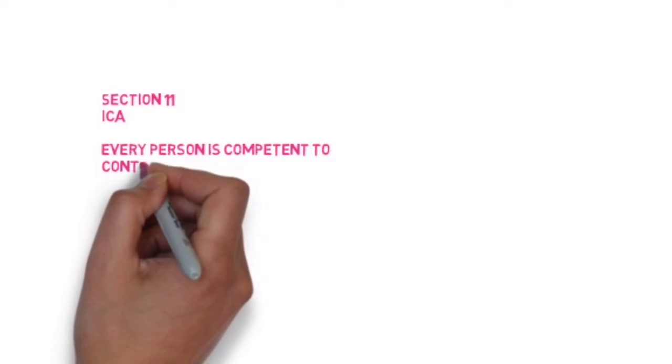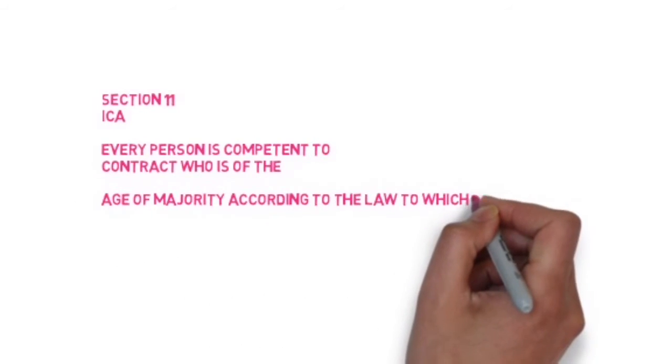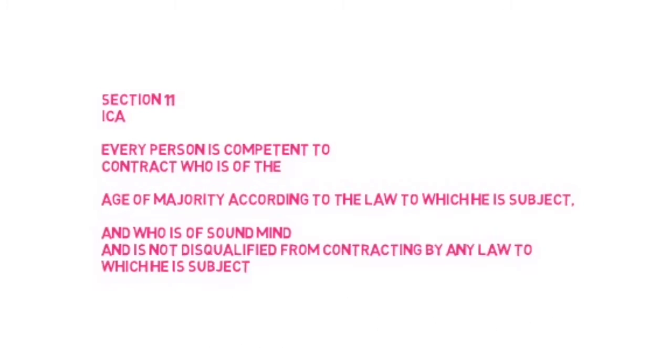Who are the parties who are competent to contract? That is given under Section 11 of the Indian Contract Act, and it says that every person is competent to contract who is of the age of majority according to the law to which he is subject, and who is of sound mind and is not disqualified from contracting. So only competent parties can contract, and to be competent, you have to be of the age of majority.